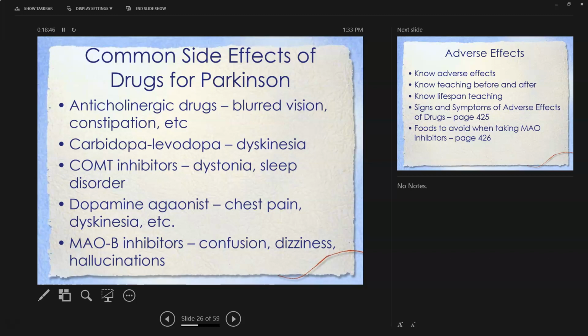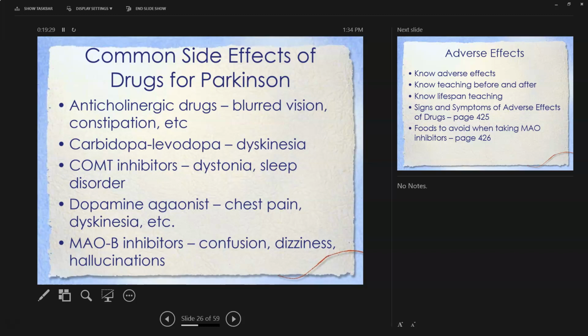I cannot tell you enough that you need to know that. Look up Tasmar and make sure you know that. Requip, make sure you know that. Sinemet, you give it twice daily, and you need to avoid crowds. Understand why, and it has to do with white blood cells. Because many of the side effects of these meds cause neutropenia, and neutropenia is a decrease in white blood cells, so they can get a lot of infections. They need to stay away from crowds, etc.